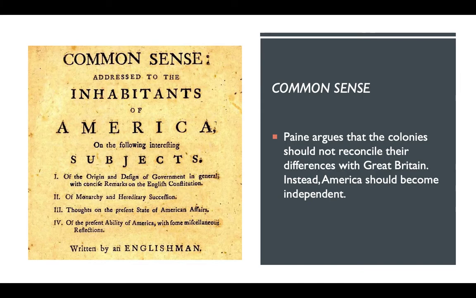So the piece that we're going to be looking at first is Common Sense, and it's an essay, and in it, Paine argues that the colonies should not reconcile their differences with Great Britain. Instead, America should become independent. It's interesting that it says "written by an Englishman." He kept his name anonymous, obviously for his own safety, but also because he himself is an Englishman, and he doesn't think what they're doing is right.